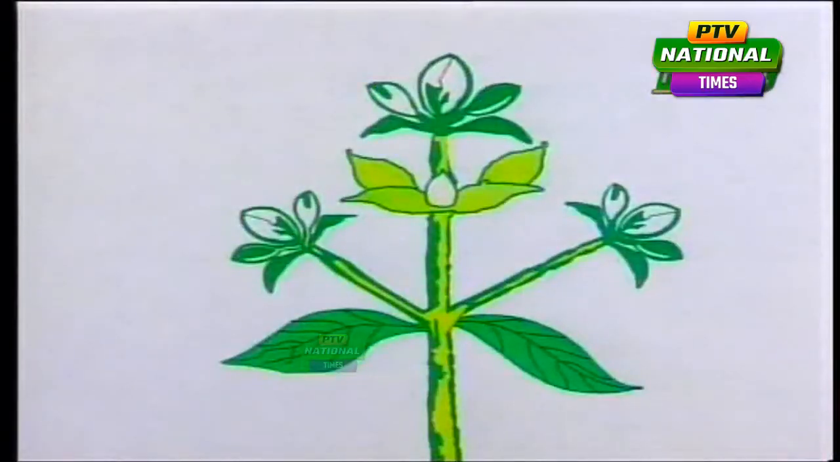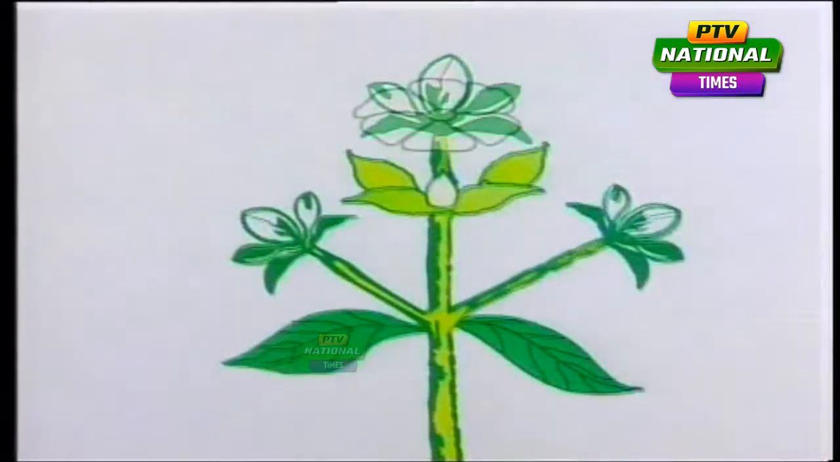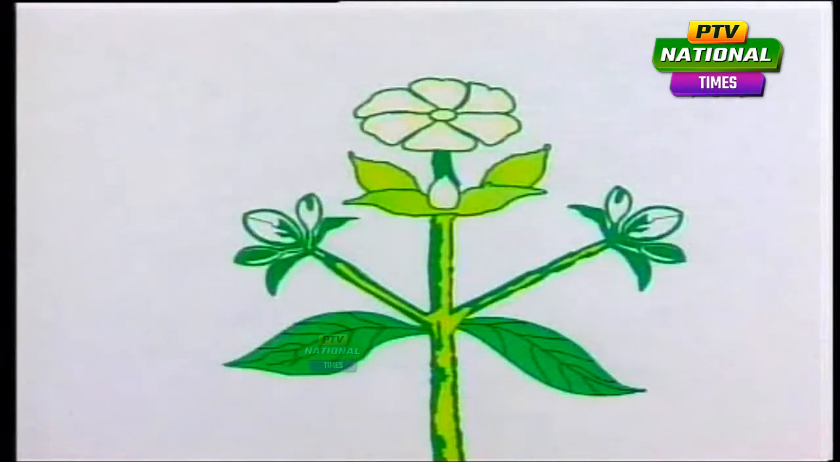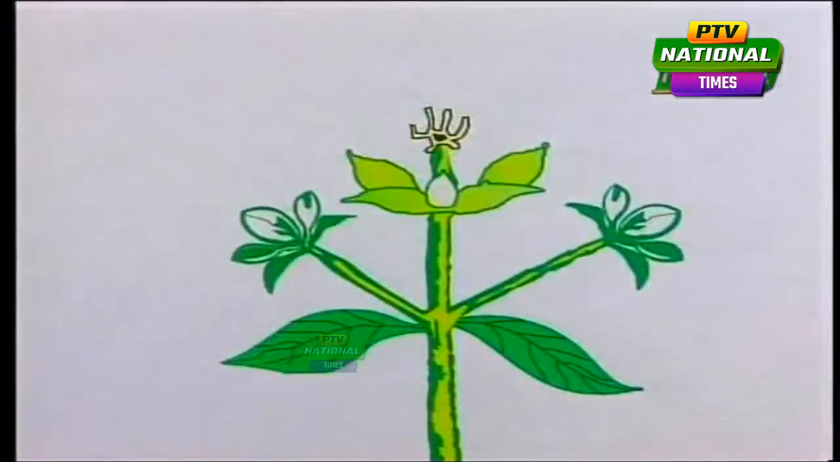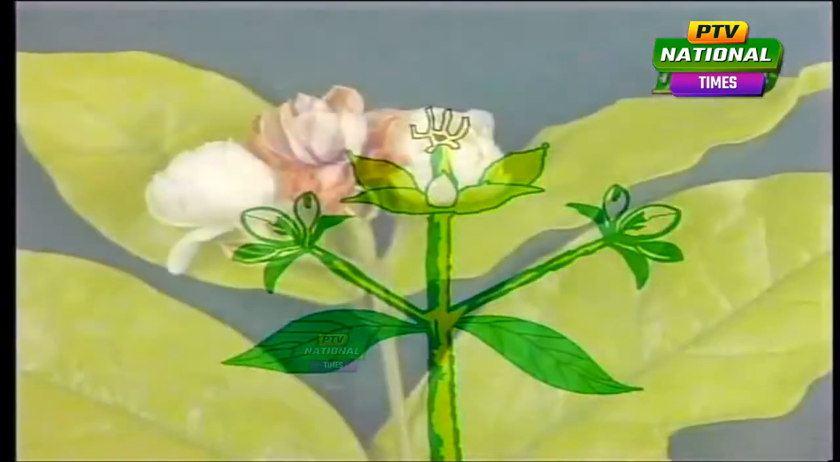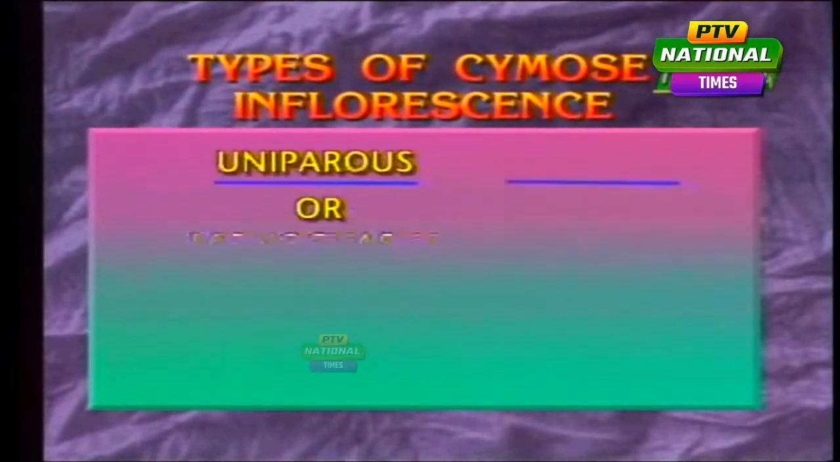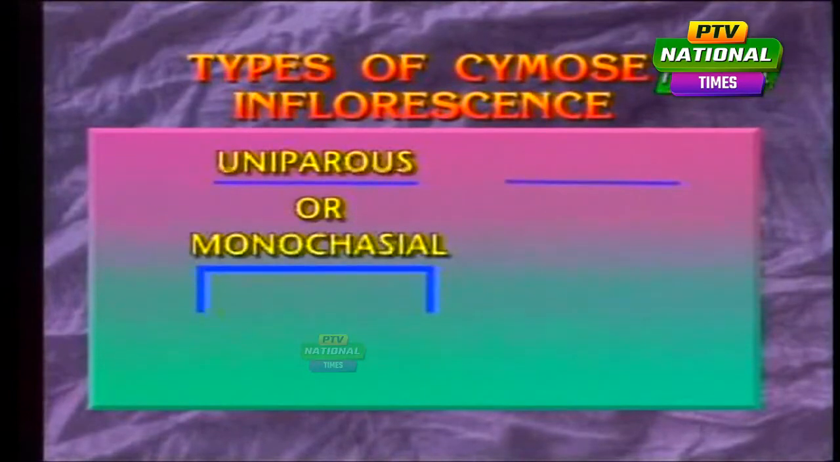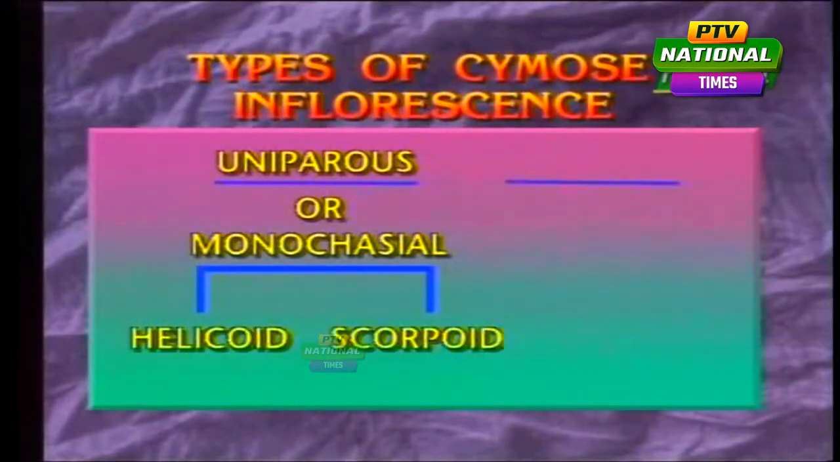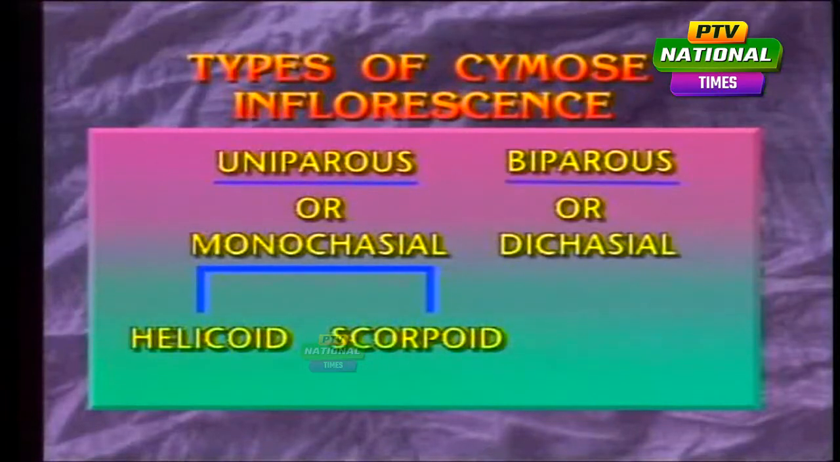In cymose inflorescence, however, the main axis ceases to grow, ending in a terminal flower. In this inflorescence, the lower flowers are younger than the terminal flowers. An example of that is, of course, jasmine. The common types of cymose inflorescence are two types, basically uniparous or monochasial cymes, which is then further divided into helicoid and scorpioid cymes, and the other type is biparous or dichasial cymes.